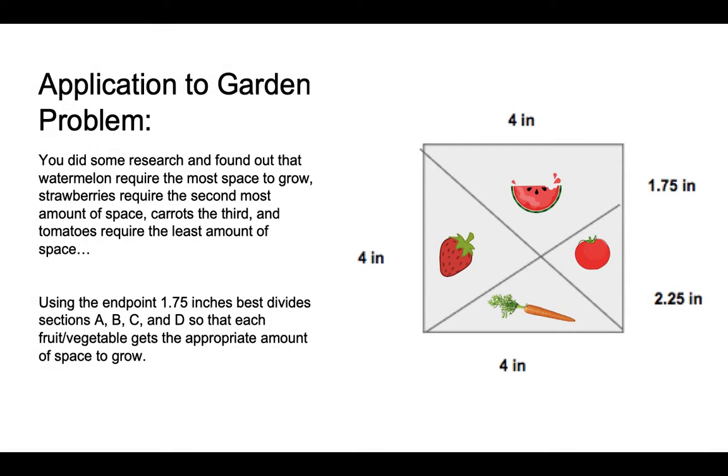The application to the garden problem. You did some research and found out that watermelon requires the most space to grow. Strawberries require the second most amount of space, carrots the third, and tomatoes require the least amount of space. Using the endpoint 1.75 inches, best divide sections A, B, C, and D so that each fruit or vegetable gets the appropriate amount of space to grow.